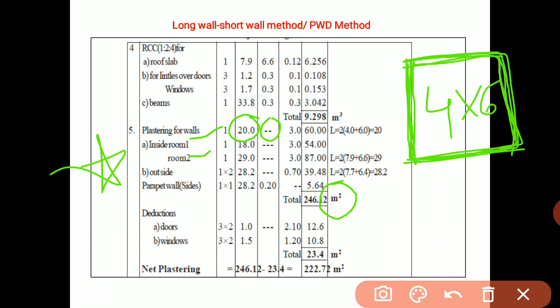Okay, then we are supposed to consider height. That is 3 meter floor to floor height. So we will do simply 20 into 3, that is 60 square meter.